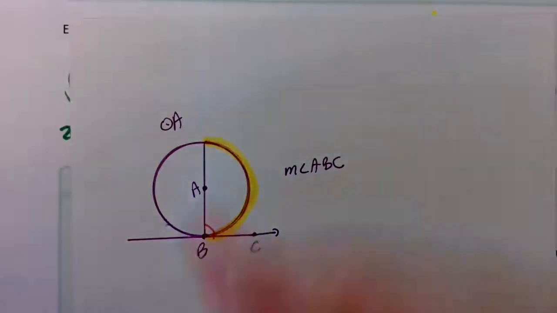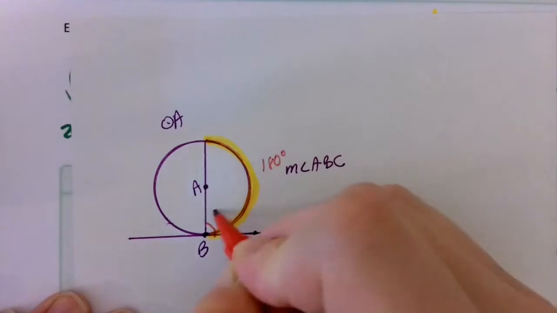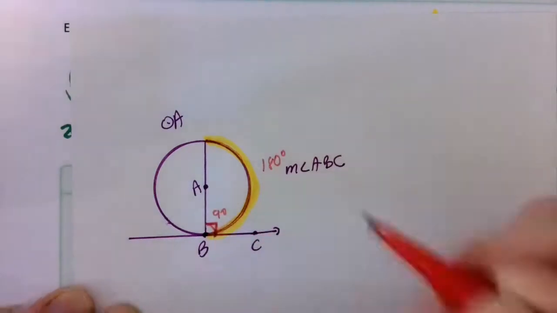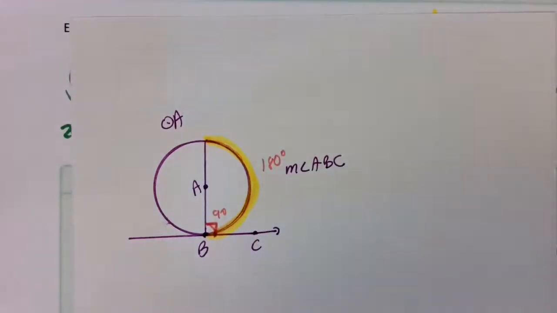If that's a 180 degree arc, then my angle is a 90-degree angle, and we put a box there, and we say that a tangent will always be perpendicular to a radius or a diameter. That's pretty cool, isn't it? Okay, that's a fun thought to leave you with.